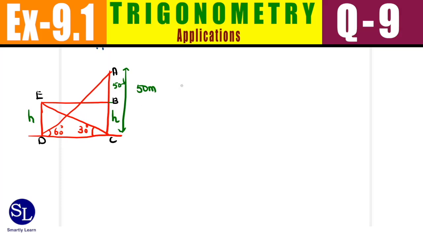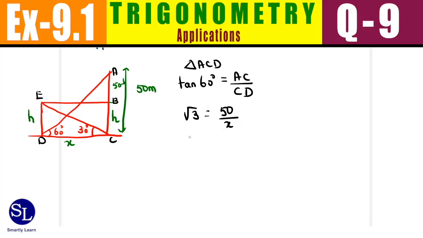Now let's solve in triangle ACD. So in triangle ACD, tan 60 degrees is going to be equal to AC divided by CD. And now I'm going to mark the CD as X for our reference point. So tan 60 is root 3. So root 3 is equal to AC, which is 50 for us, divided by CD, which is X. That means X is equal to 50 by root 3. Now we got the value of X. I'm going to use this value to find out what is the value of H.